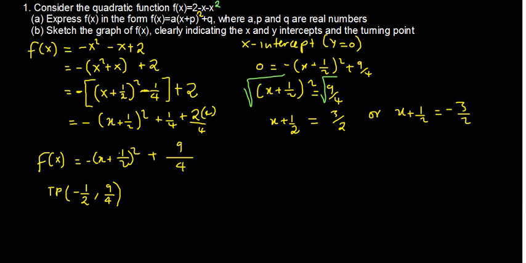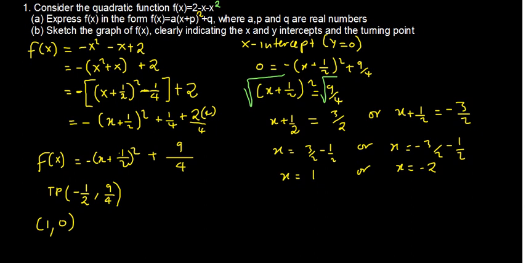And then I'm going to take the 1/2 to the other side. So x is going to be 3 over 2 minus 1 over 2, or x is going to be negative 3 over 2 minus 1 over 2. Since the denominator is the same, we'll just say 3 minus 1, which is 2. 2 over 2 gives us 1. Or x is going to be negative 3 minus 1, that's negative 4. Negative 4 over 2, that's negative 2. So these are the x-intercepts: 1, comma, 0, and negative 2, comma, 0.